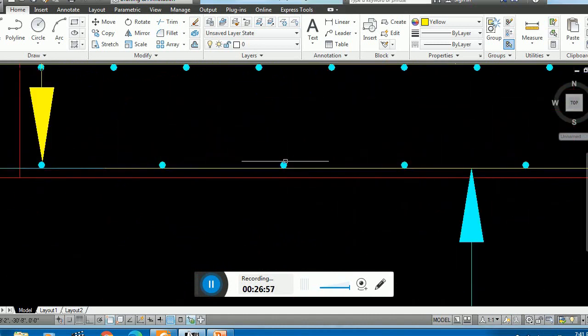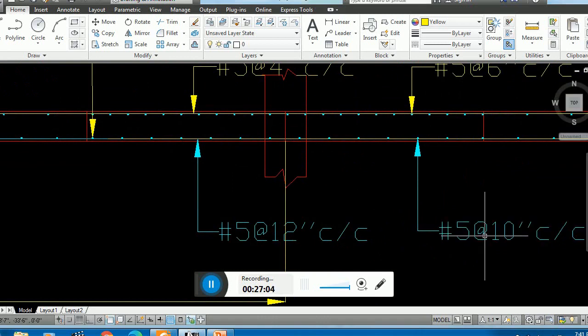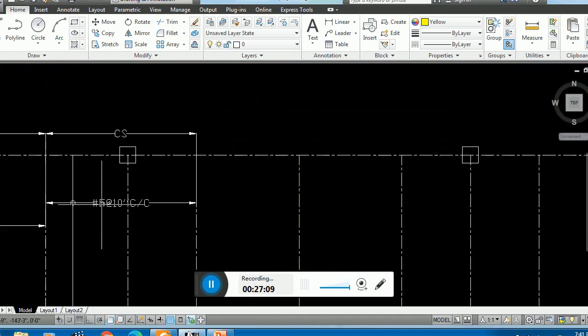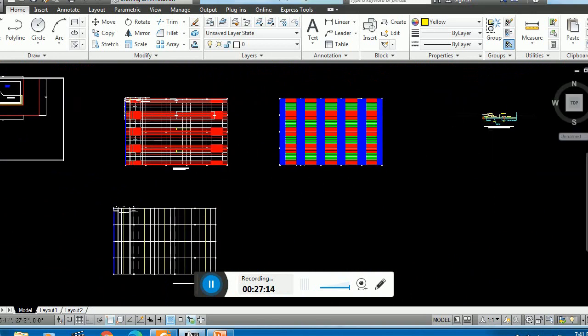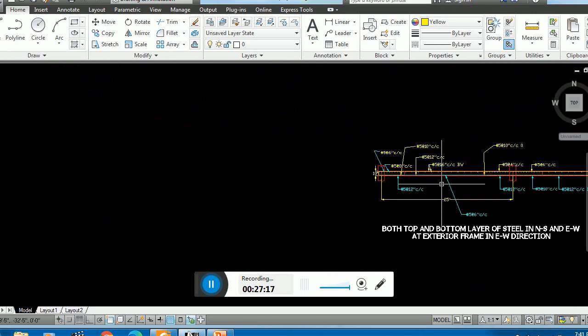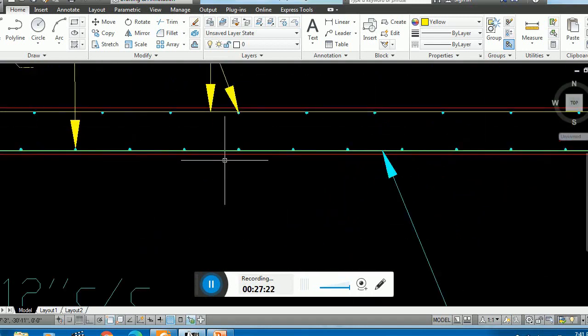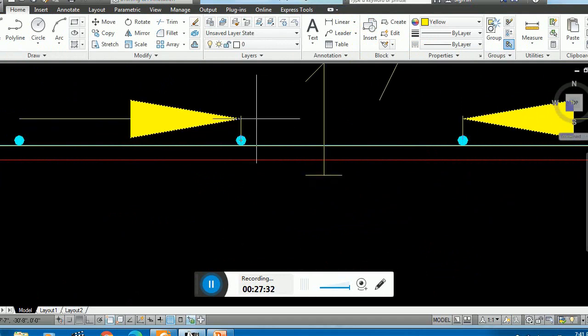But in the same region you see these dots, these are the bars which will be in the north south direction, and in the north south direction this is number 5 at the rate of 10 inch center to center, and here I already explained it. Here you see number 5 at the rate of 10 inch center to center, and this is number 5 at the rate of 12 inch center to center. And here you see, let me show you, this is number 5, and these are the dots. Basically these bars are placed at a distance of, let me check whether it is okay, from this point to this point. This is 1 feet.